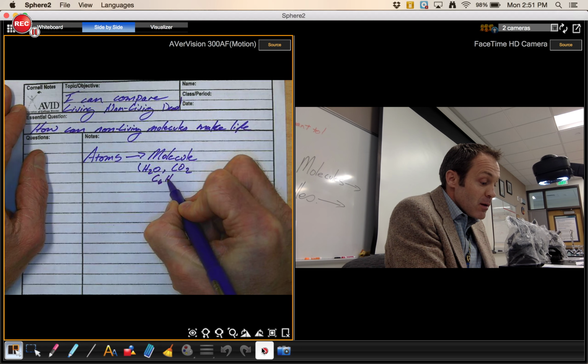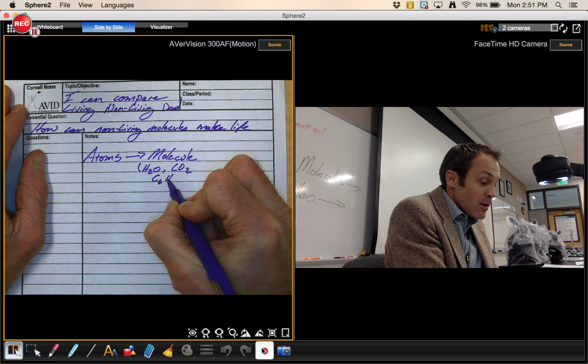Thousands, millions of molecules make something called an organelle, which we're going to learn about a little bit later in this unit. Organelles are things like, we've already discussed some of them, the nucleus or the mitochondria. And organelles finally bring us to today's topic, which is the cell. Organelles make up the cell.